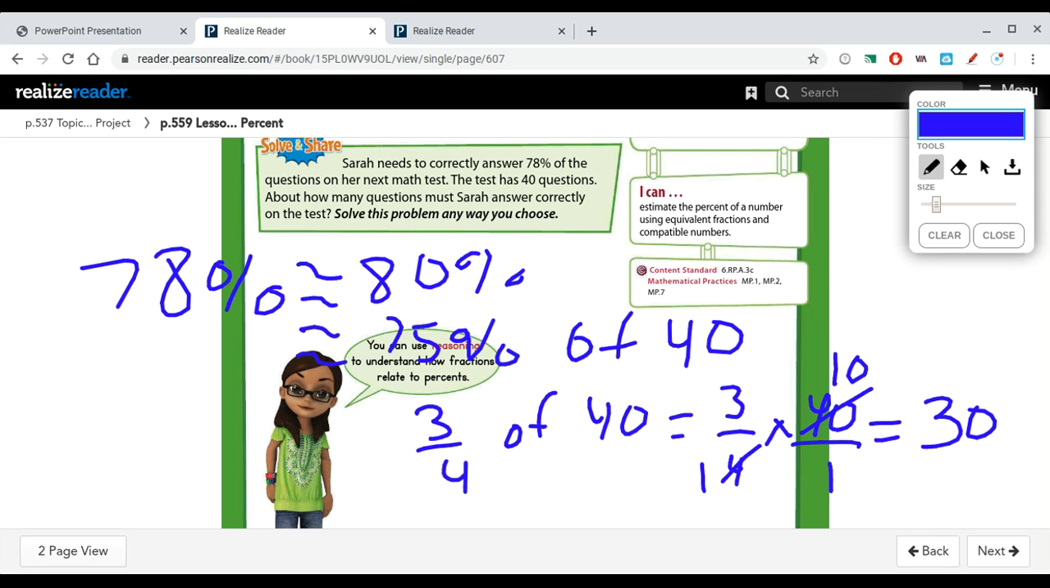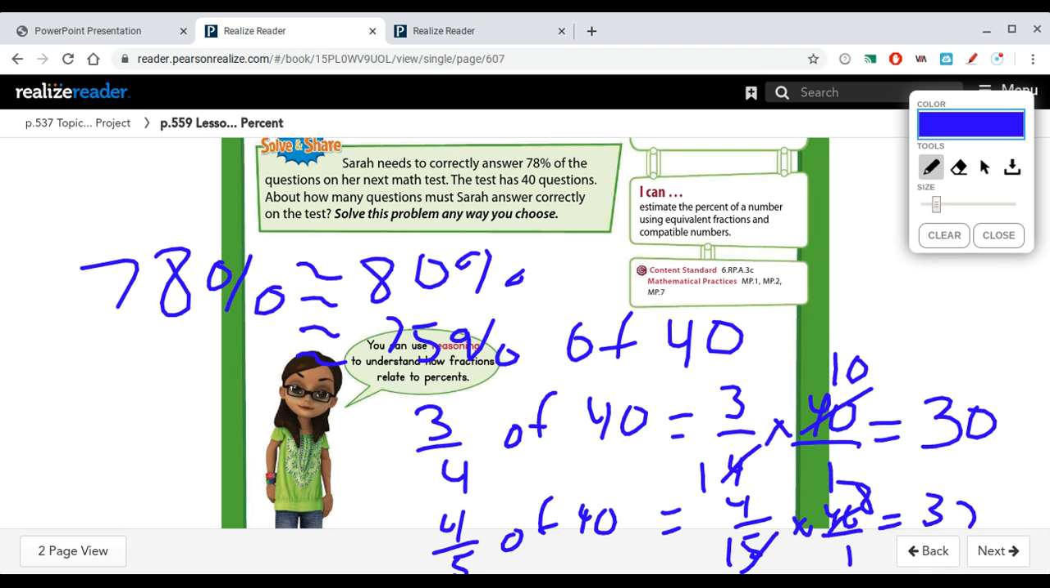If I did 80, 80 is going to be 4/5 of 40. So my fractional part would be 4/5 times 40 over 1. Cross this out, cross this out. This would become an 8, this becomes a 1. My answer becomes 32. So my answer, 78%, is going to be somewhere between 30 and 32. And so that's how I can look at that with either one of those, doing 75% and 80%.